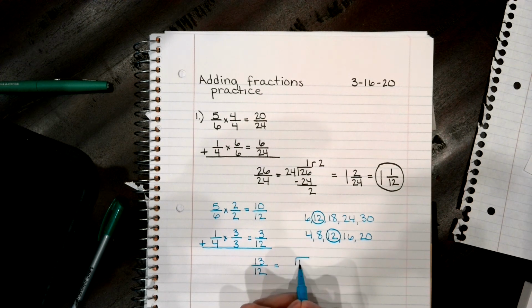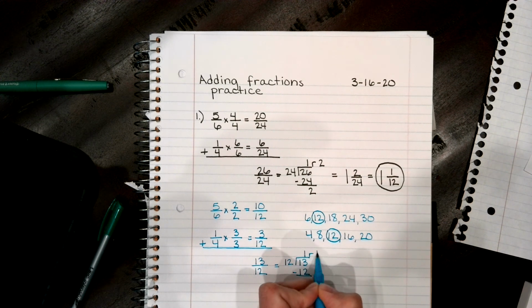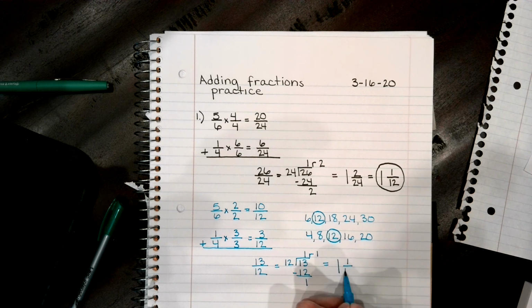Stop. But I want you to show it on your paper, so you've got to prove it. So 12 can go into 13 one time. 1 times 12 is 12. 13 minus 12 is 1. So you would have 1 remainder 1. So it'd be 1 and 1/12.